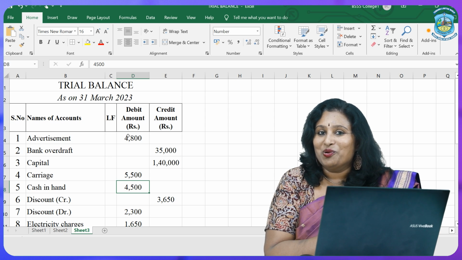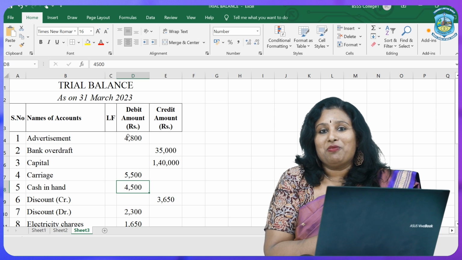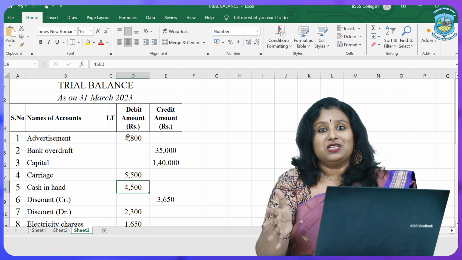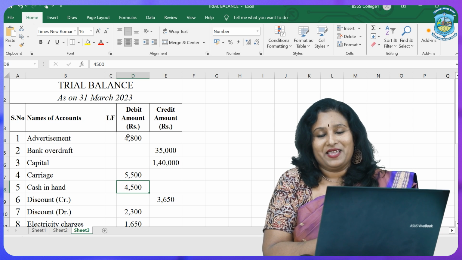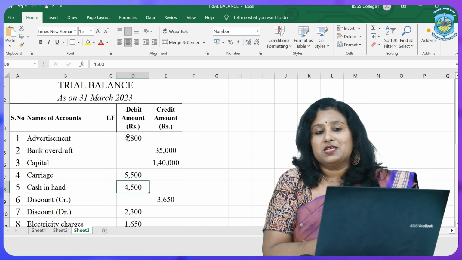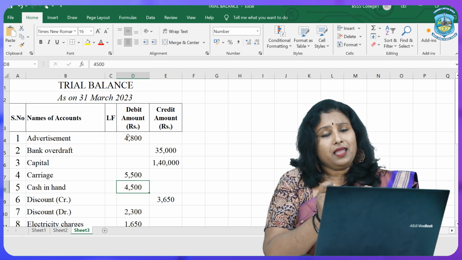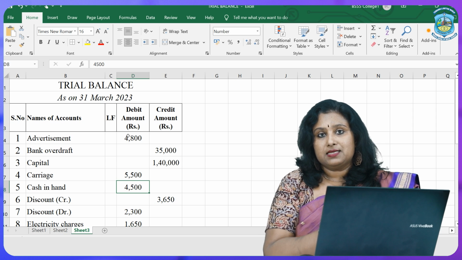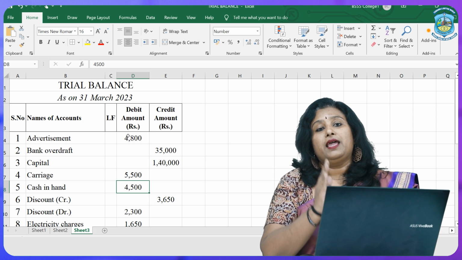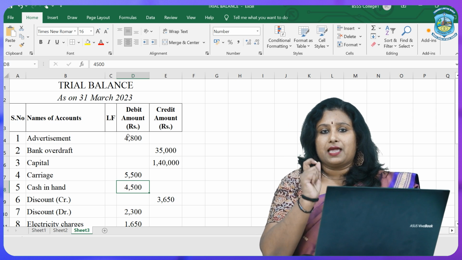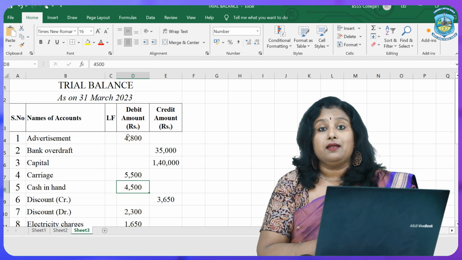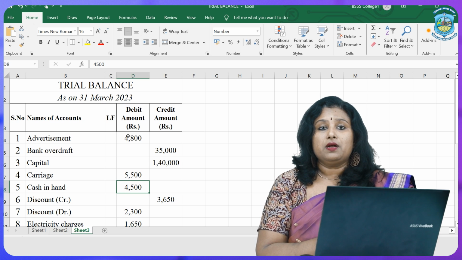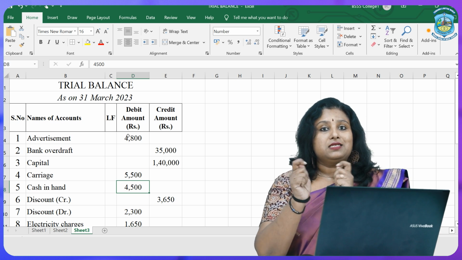No, no, no. All the errors cannot be found by preparing trial balance. There is a limitation while preparing the trial balance. Yes, there are certain errors which are not traceable. Any clerical errors, of course, can be traced by preparing trial balance, that is the debit and the credit side total. If it matches, that means it is accurate. All the recording has been done accurately. But if it is not accurate, the balances will never match.